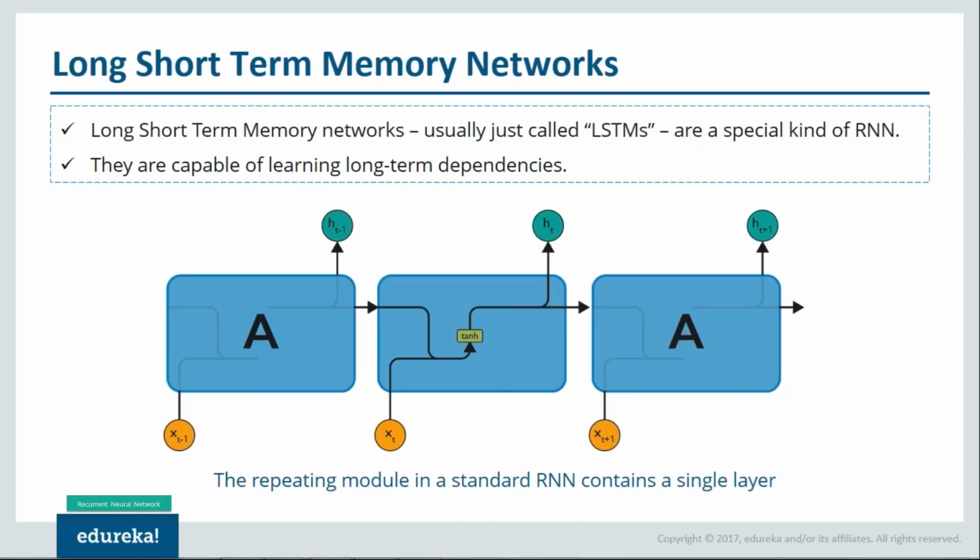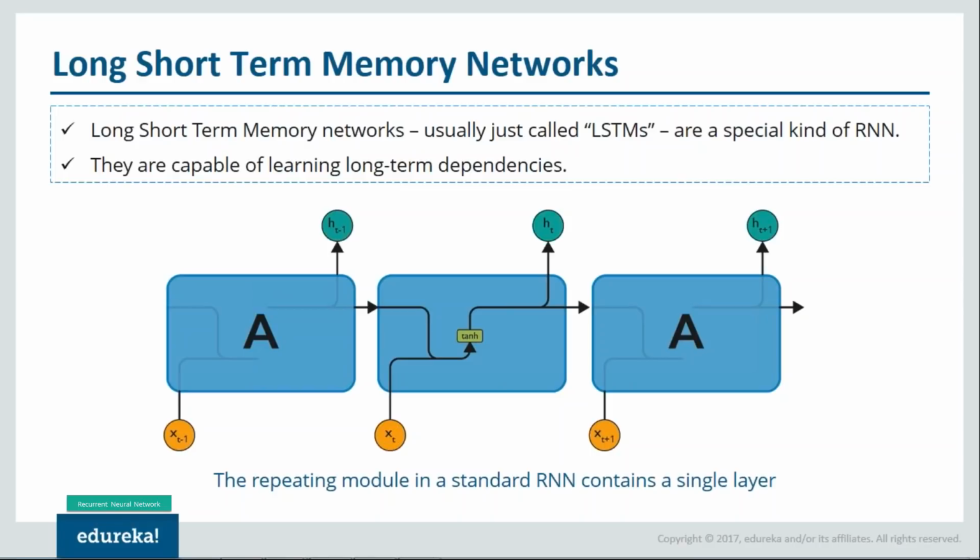But there are a few cases where we need more context. Consider trying to predict the last word in the text, I grew up in France. Then there are some words. After that comes, I speak fluent French. Now recent information suggests that the next word is probably the name of a language. But if we want to narrow down which language, we need the context of France from further back. And it's entirely possible for the gap between the relevant information and the point where it is needed to become very large. This is nothing but long-term dependencies, and LSTMs are capable of handling such long-term dependencies.